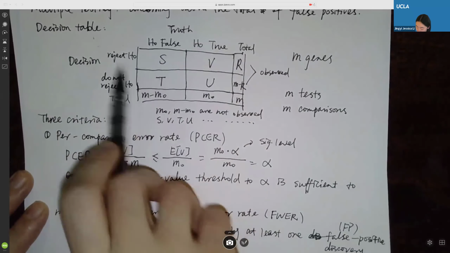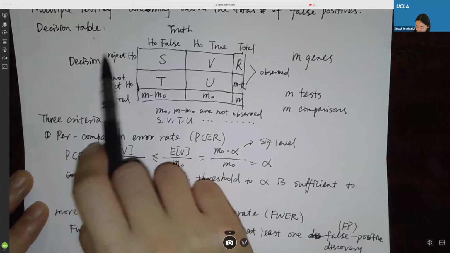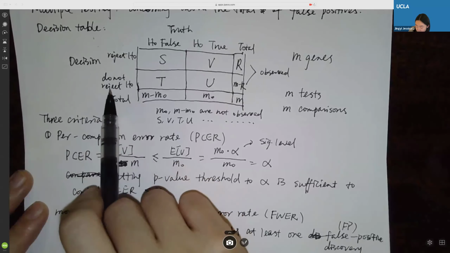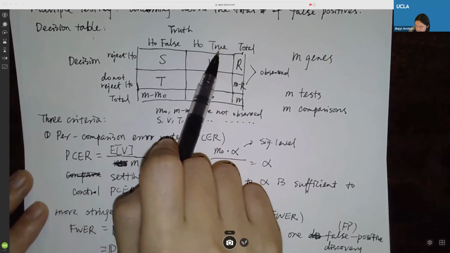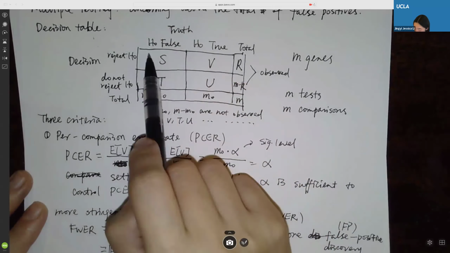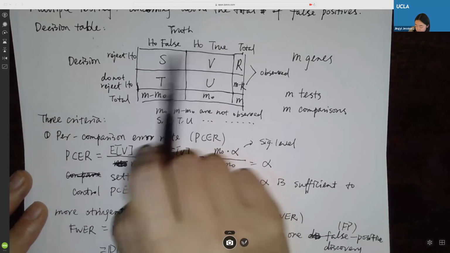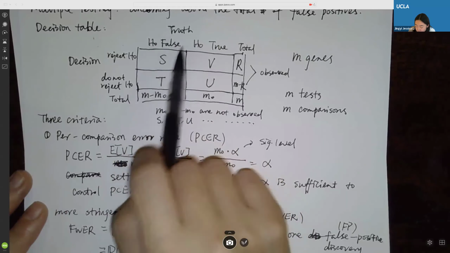of multiple testing. We have the rows as our decision: how many do we reject, how many we don't reject. And the columns as the ground truth, which we don't observe, but we have it hypothetically: how many are true DE genes, how many are true non-DE genes.